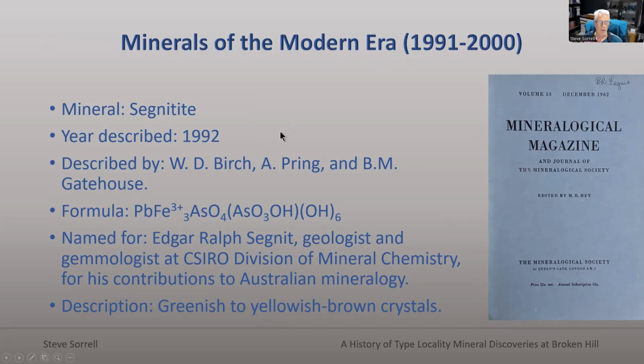Now, segnetite was the next one. We saw a bit of segnetite on the morbiite specimen. This, you can see here, still got the iron and the lead in the formula, and it's got the arsenic, but then it's got some other stuff happening down this side, and named after Ralph Segnet.